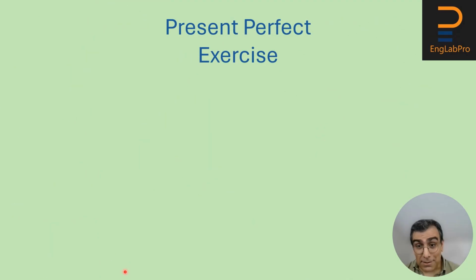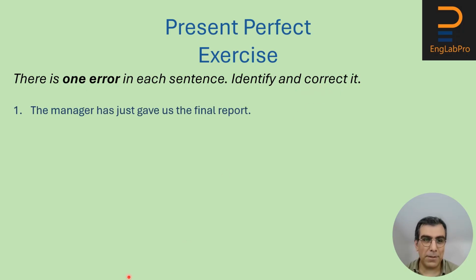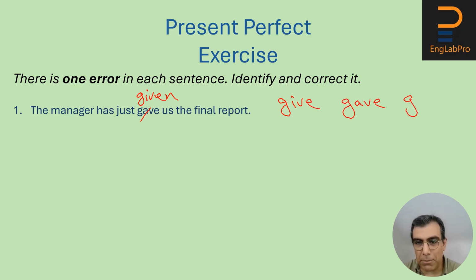Let's do some exercises. There is one error in each sentence. Identify and correct it. Let's go through the first one. The manager has just gave us the final report. What's wrong with this sentence? Well, the answer is the manager has just given us. Give, the past tense is gave, and the past participle is given.